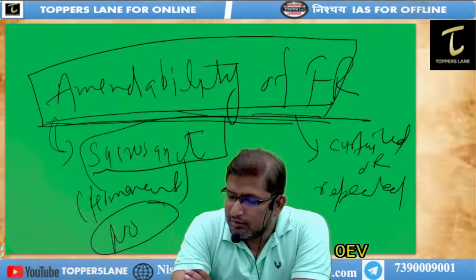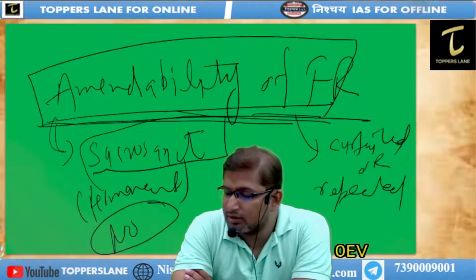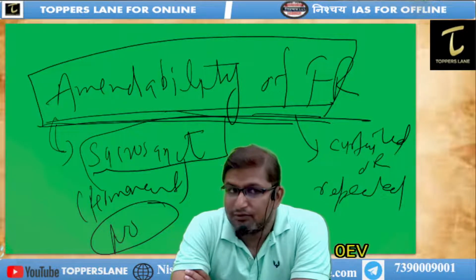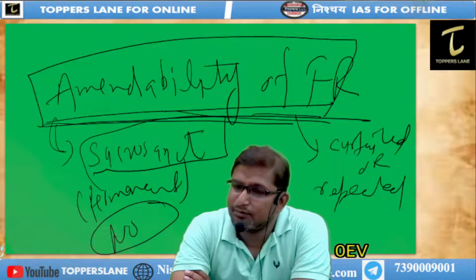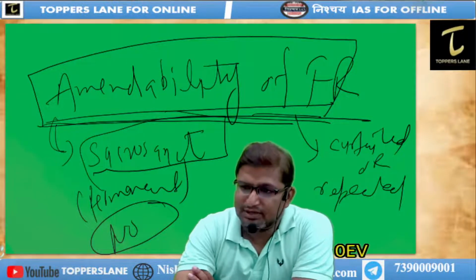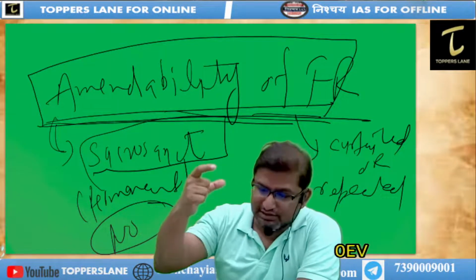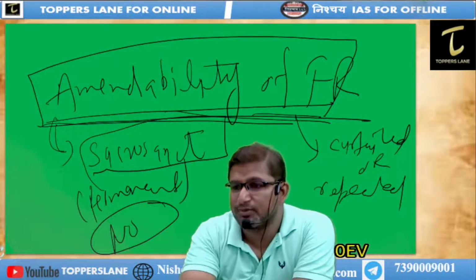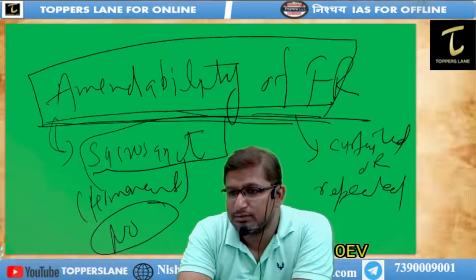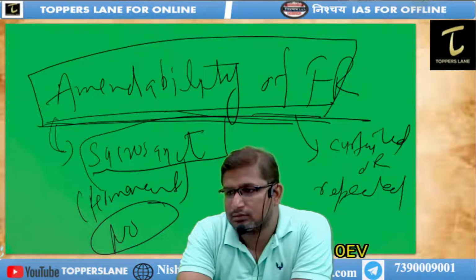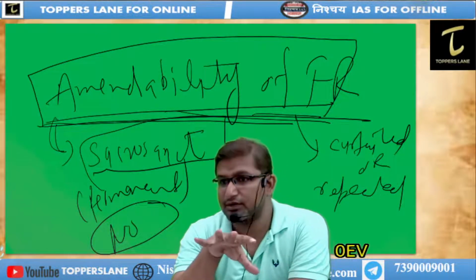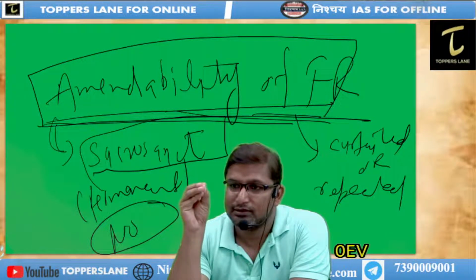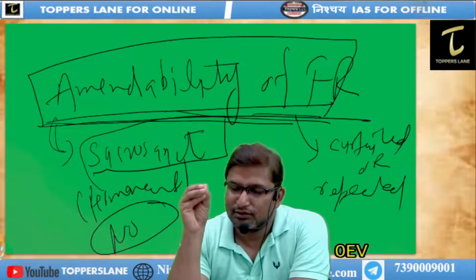Clear? Then again, in Golaknath versus State of Punjab case in 1967, you will have to learn all these cases for your mains as well as prelims exam. Sometimes they will give you the cases and ask you to arrange these cases in chronology. And it has been asked in UPPSC 2021 prelims. I know it is difficult to learn all these cases, but I am not asking you to learn all these cases in a single day. Clear?